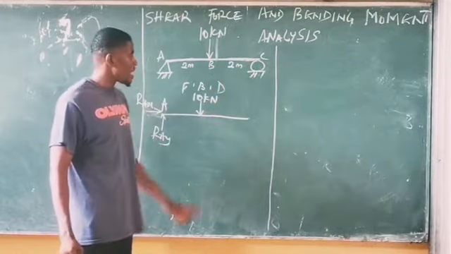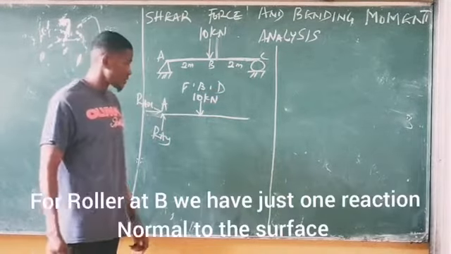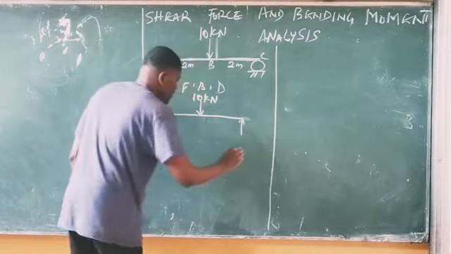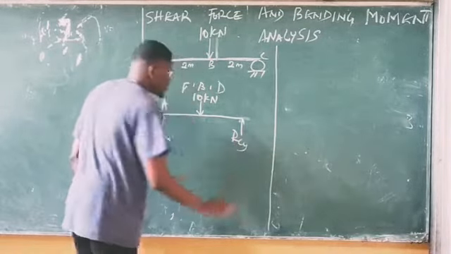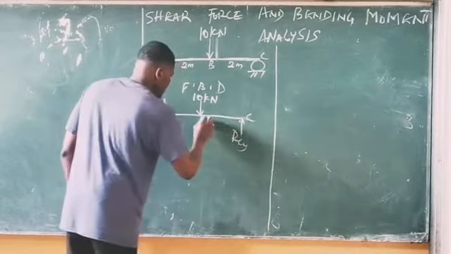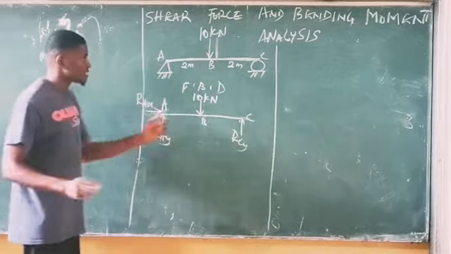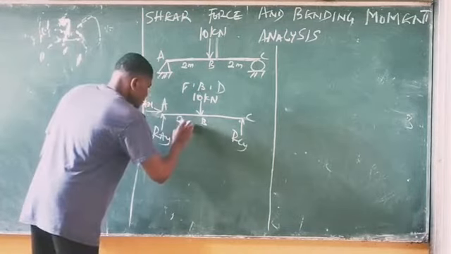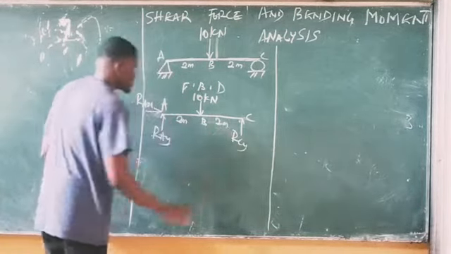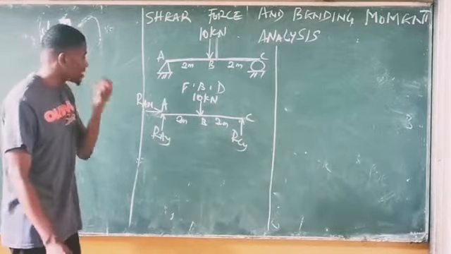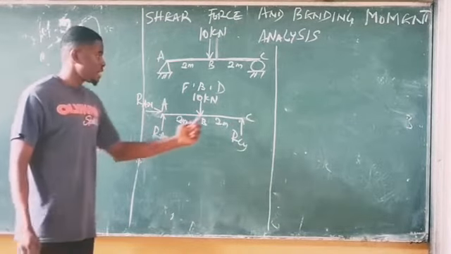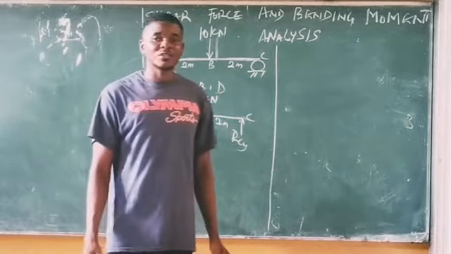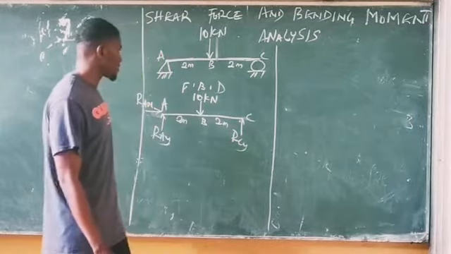At point C, we have just a roller. And for a roller, we have only one reaction, normal to the surface. So it's synonymous to saying RCY at point C. This is point B. Their distances apart are equal, 2 meters and 2 meters. So the first thing to do is to obtain the reactions at point A and point C before we can carry out the shear force analysis and as well the bending moment analysis.